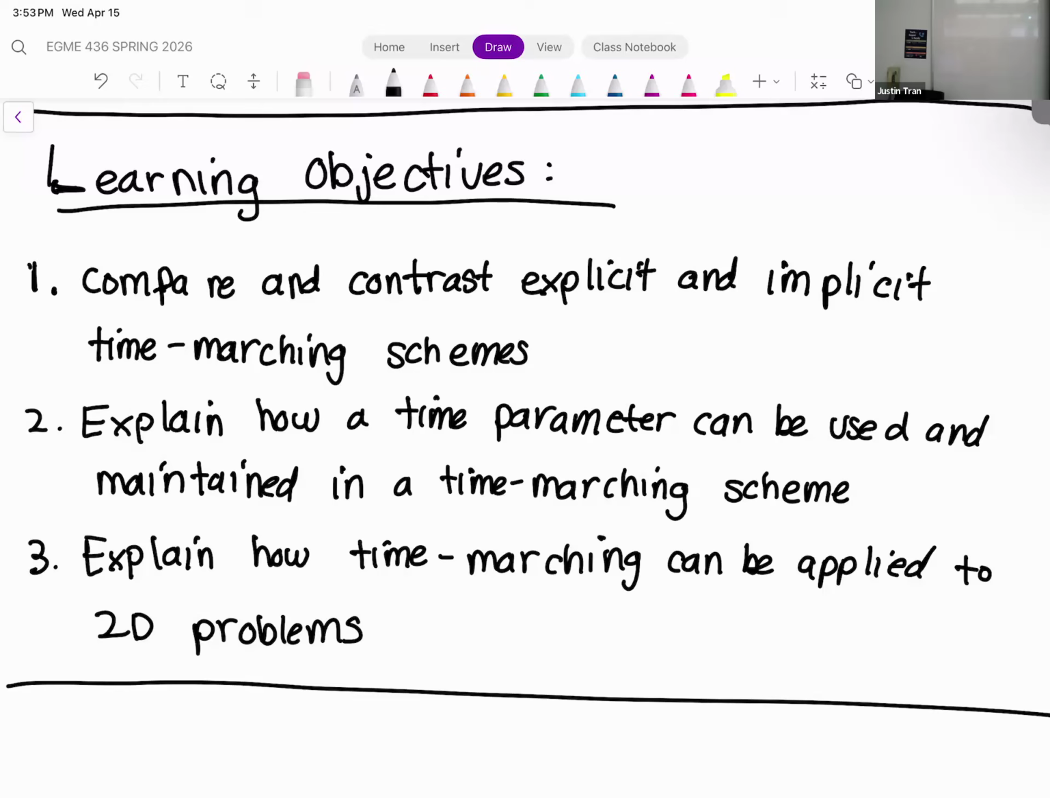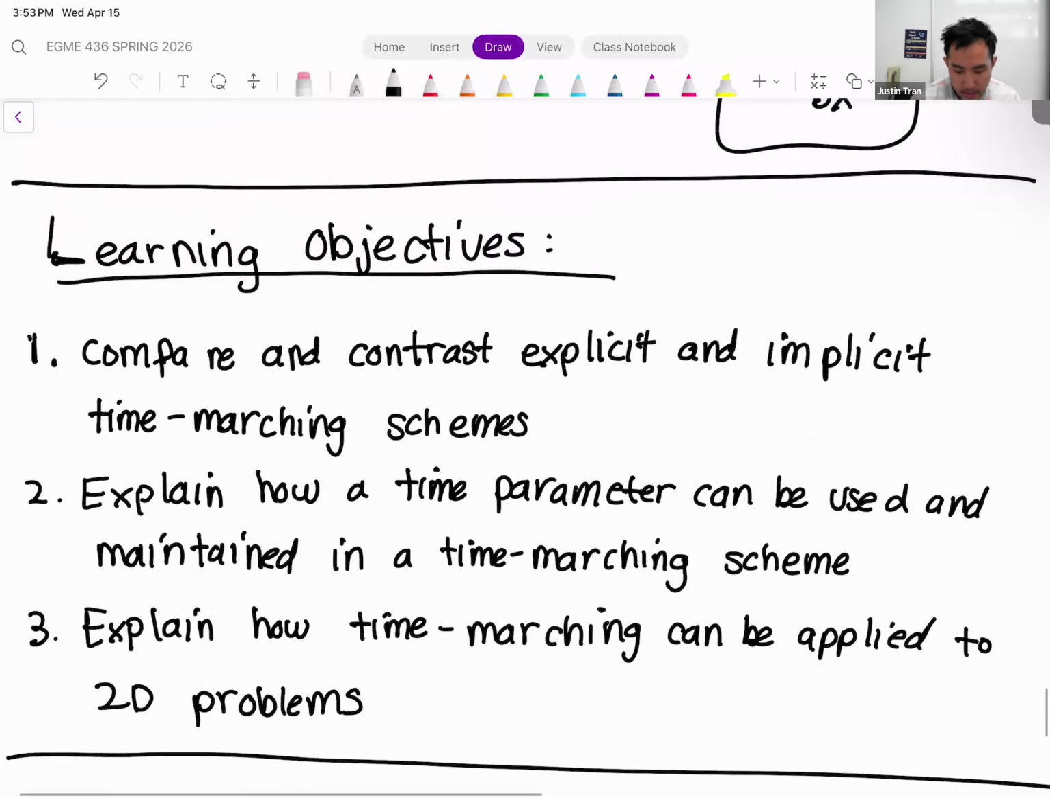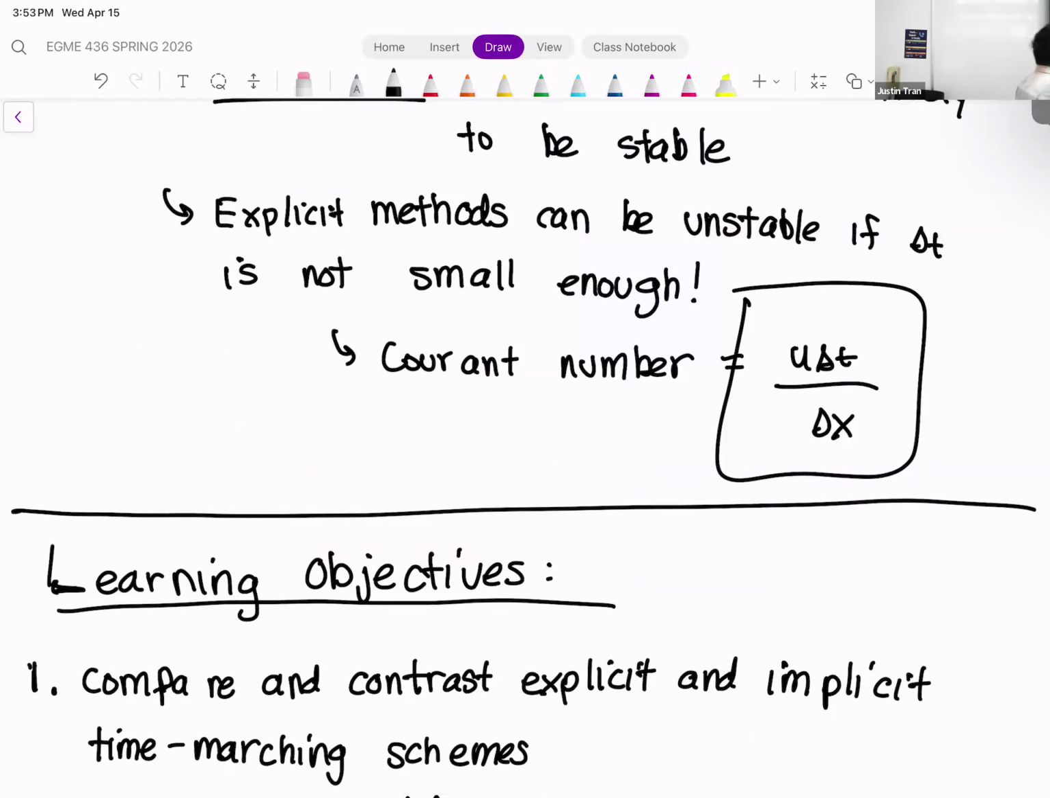There's a formula for the Courant number we went over last time. This is only approximate, it's not exact. But basically, for the Courant number you take the velocity, multiply by the time step size, and divide by delta x, which is the grid spacing. So every time you refine the mesh, you're making delta x smaller, right? And generally you want your Courant number to be less than 1.